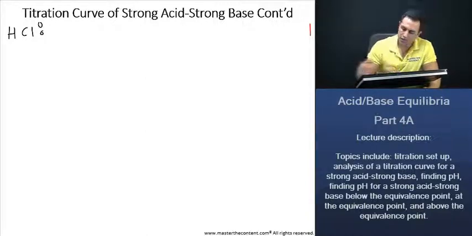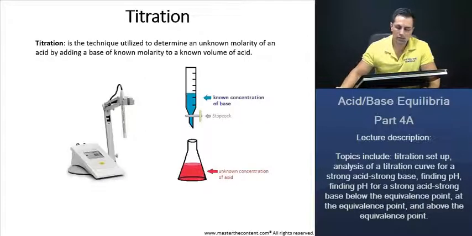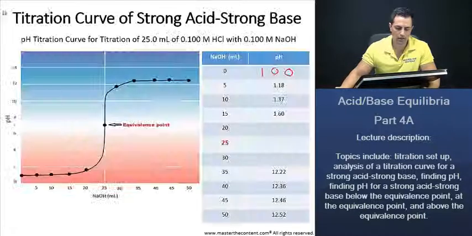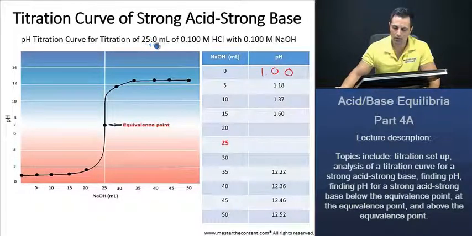We just said that in our flask, here we're going to have 25 milliliters, and how do we know that? We just said that right here, that we're going to have 25 milliliters of hydrochloric acid.